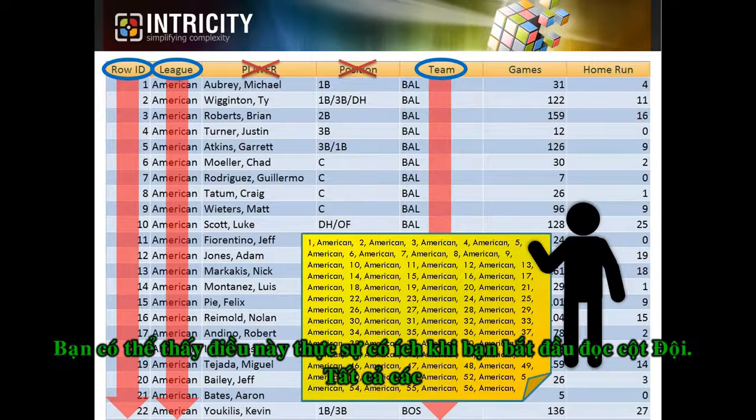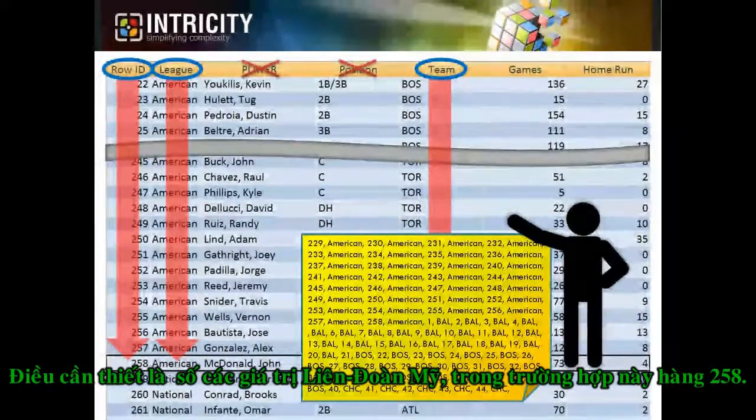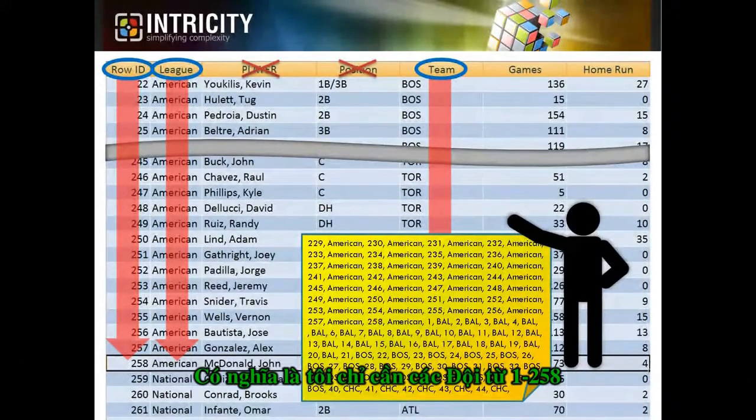You can see how this really comes in handy when you start reading the teams column. All it needs to know is which number the American League values ended at. In this case, row 258, meaning I just need teams from 1 to 258.